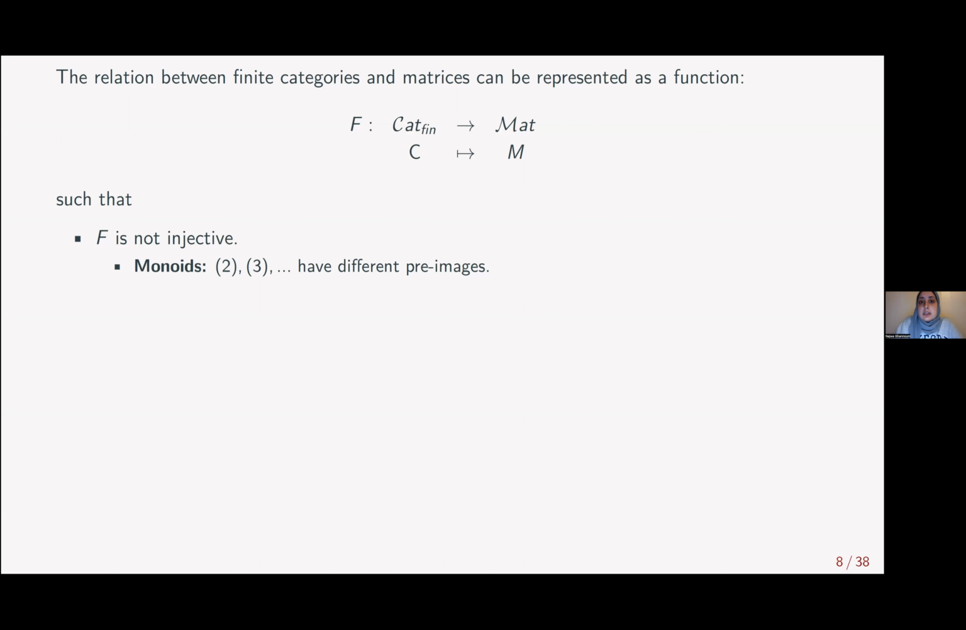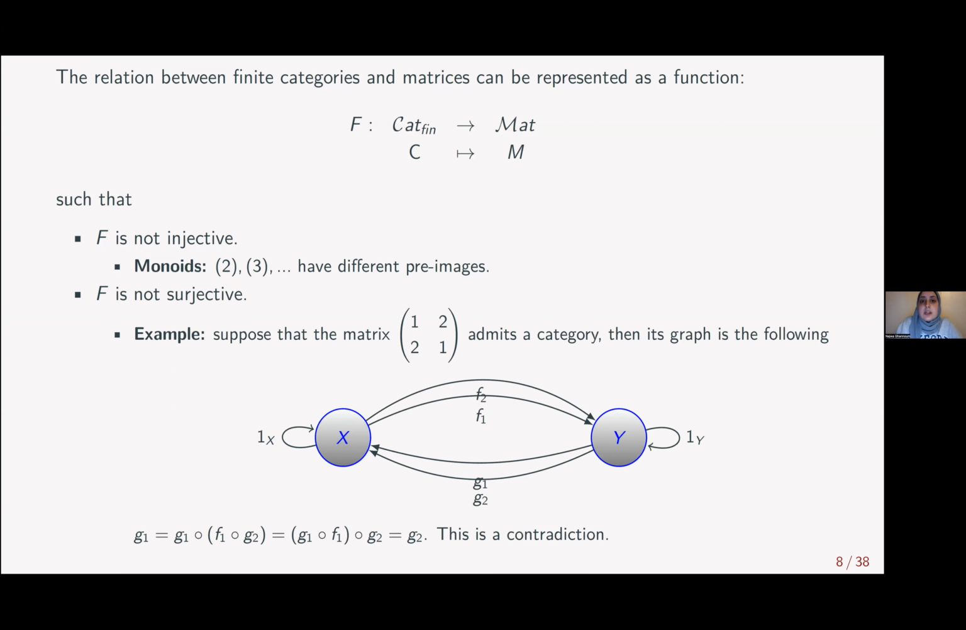And this function is also not surjective, and it means that we can have some matrices here that do not have pre-images. It means they do not have categories. We take the example of this matrix 1, 2, 2, 1, and we suppose that this matrix admits a category. Then if it does, the graph of this matrix will be the following, and this is the graph of its category. It's of size 2, then we have two objects, we call them X and Y.